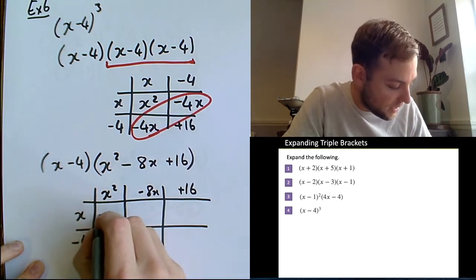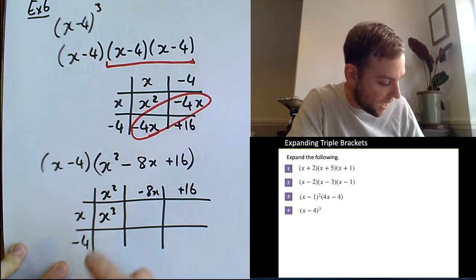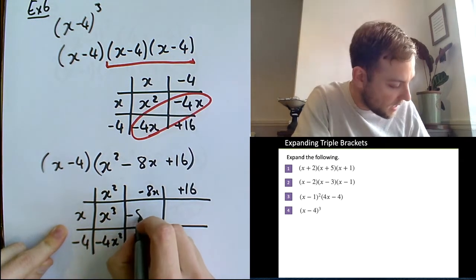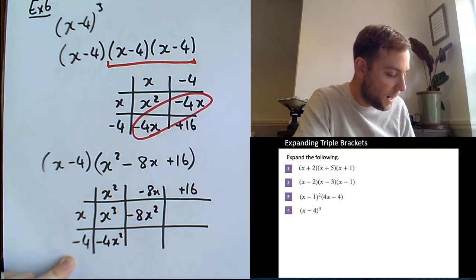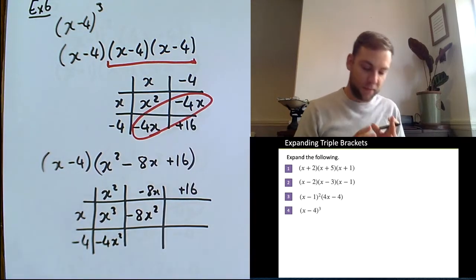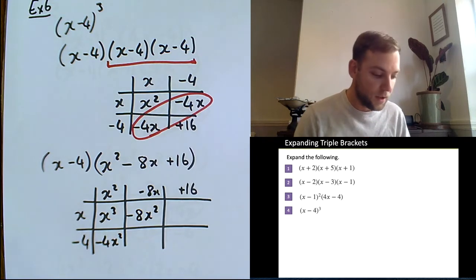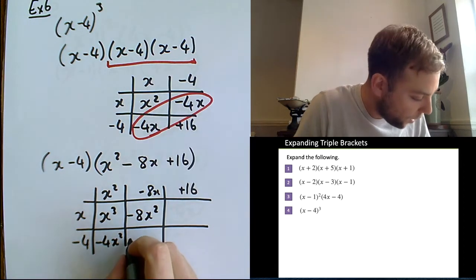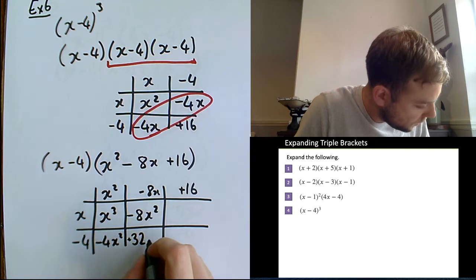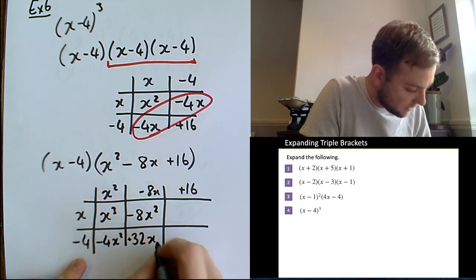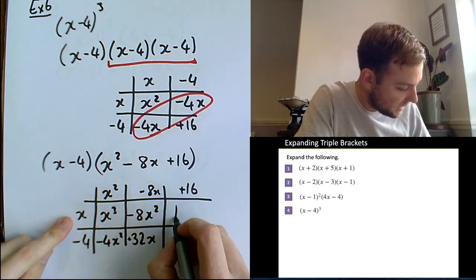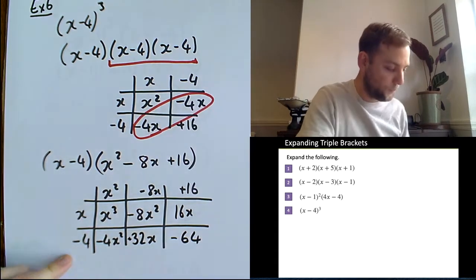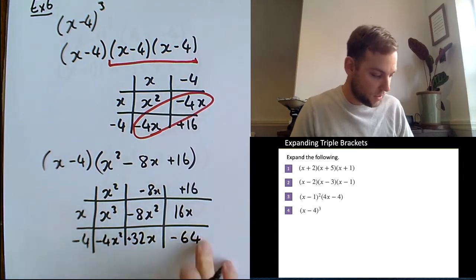X times by x squared is x cubed. Minus 4 times x squared is minus 4x squared. X times by minus 8 is minus 8x squared. Minus 4 times by minus 8x, be careful with that, negative times a negative is a positive value. So minus 4 times by minus 8, what's that? 8, 16, 24, 32, positive 32x. X times by 16 is 16x, and minus 4 times by 16 is minus 64. You can do that on the side if you want. I managed to do that in my head.